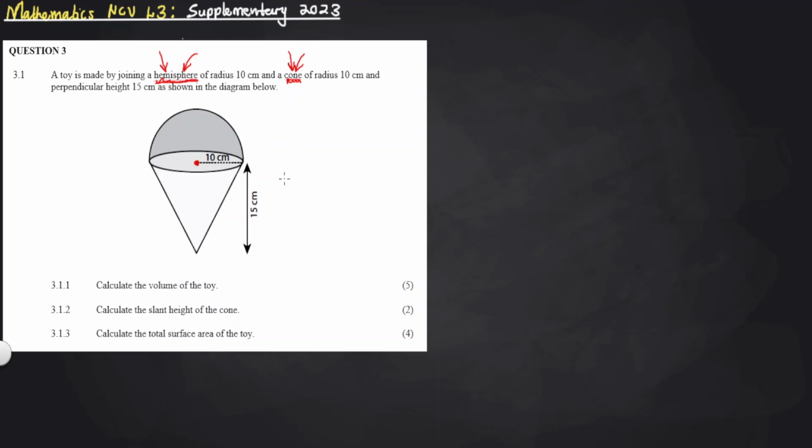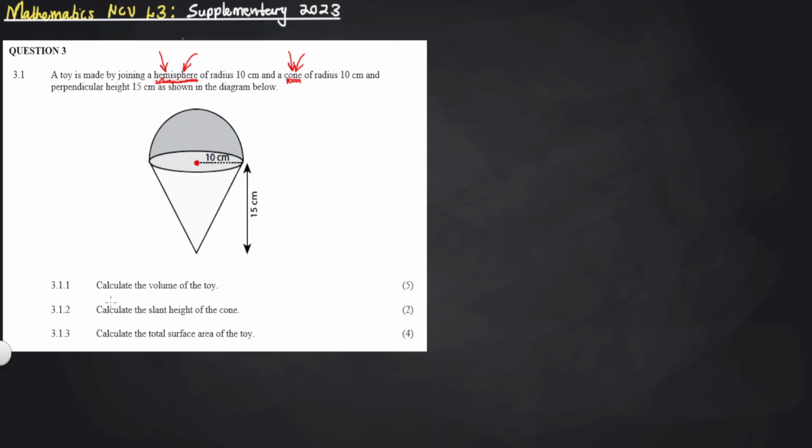This shape is sort of like an ice cream cone shape. There is no unified formula for calculating this. Instead, we have to calculate it in parts: calculate for the hemisphere, calculate for the cone, then combine the two. That's the reason why they are telling us this one is a hemisphere and this one is a cone. Combined, they give us the full shape, which is a toy.